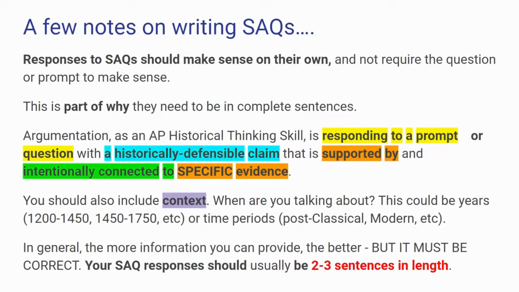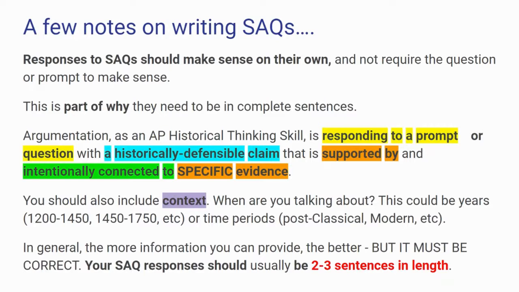So if the question said, explain X between 1200 and 1450, your answer should either say yada yada yada between 1200 and 1450, or you could put the post-classical period, or you could put any type of other designation, but you need some sort of time context. You also need place context, okay?